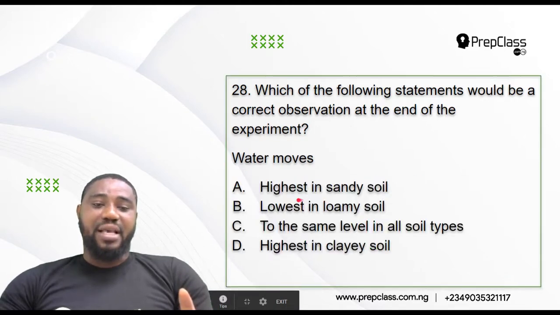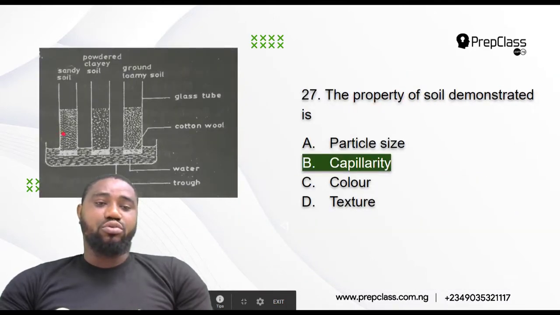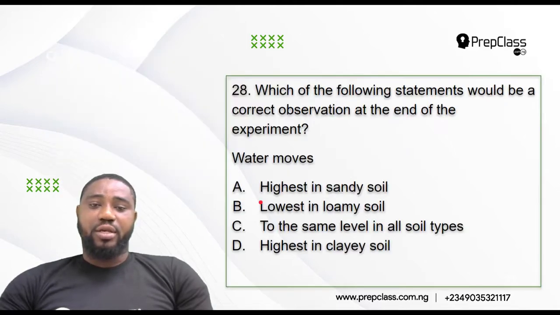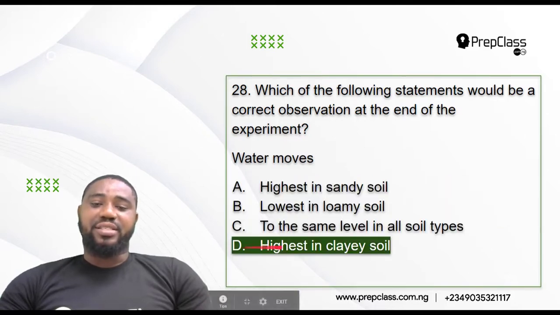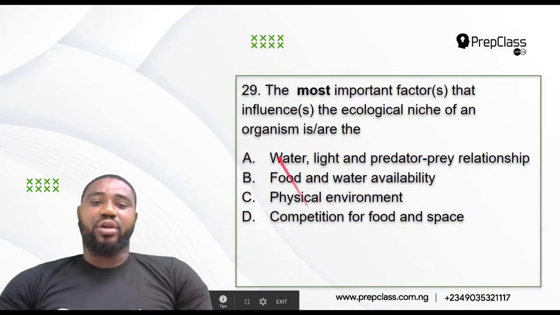It will move up highest in the tube that is holding clay soil than the other two soils, because clay soil holds more water than loamy and sandy soil. So therefore, water will move up highest in clay soil. So the correct answer is D, highest in clay soil.